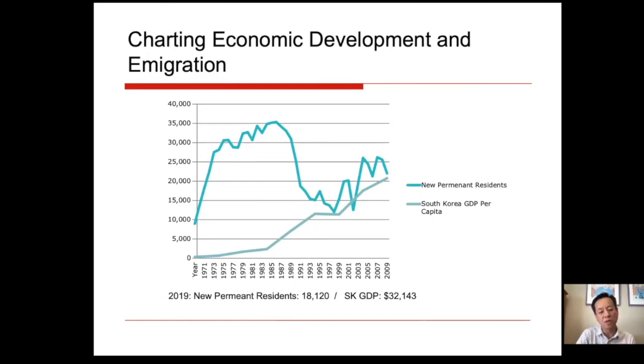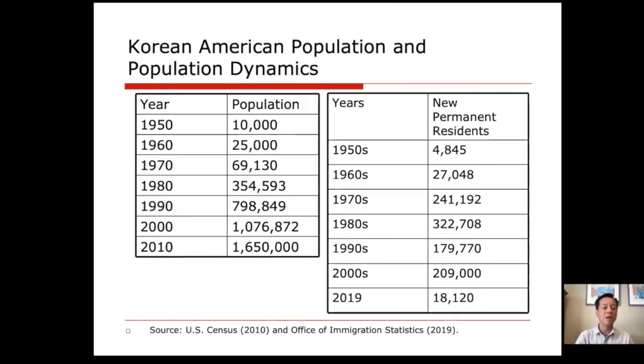These are people who are coming because they're taking full advantage of trans-Pacific opportunity, right? And they're coming because they have economic interests in the United States. Okay. This is the population dynamics. And as you could see, immigration numbers reached their peak in the 1980s. But since then, the numbers have come down. And it's been consistent now.